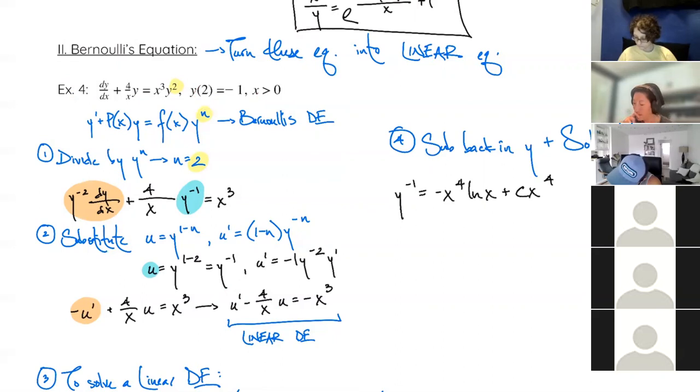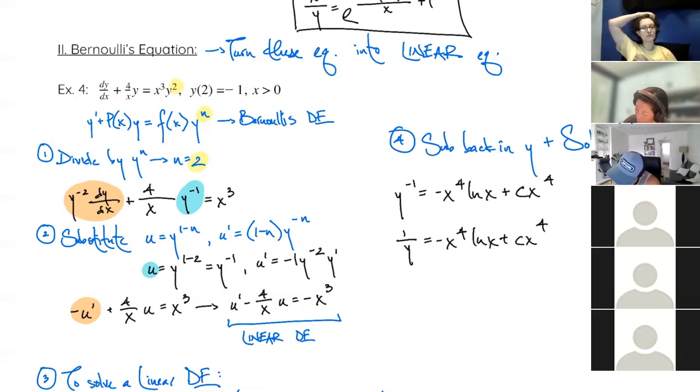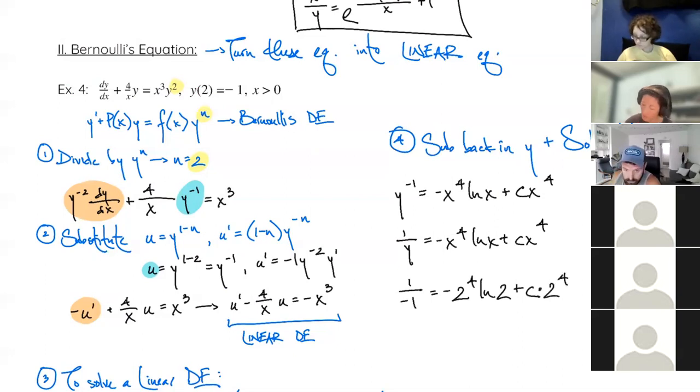Sometimes I like to write y to the -1 as 1 over y when I'm going to start plugging in numbers. It just makes it easier for my brain to think about computing those values by hand. And so if we plug in those values, we get 1 over -1 equals negative 2 to the 4th natural log 2 plus c times 2 to the 4th.